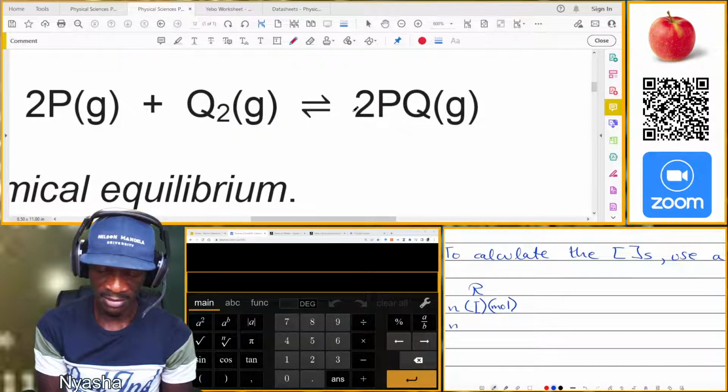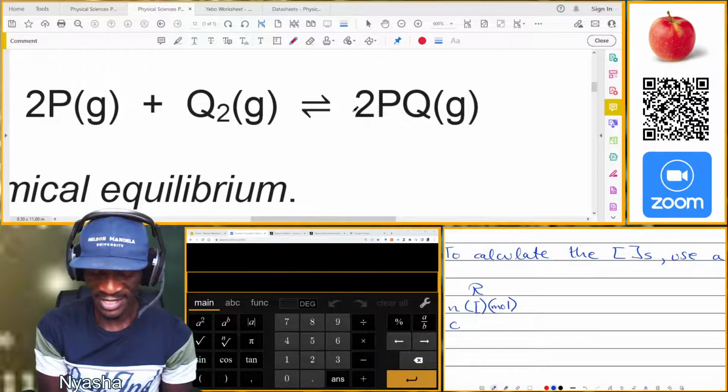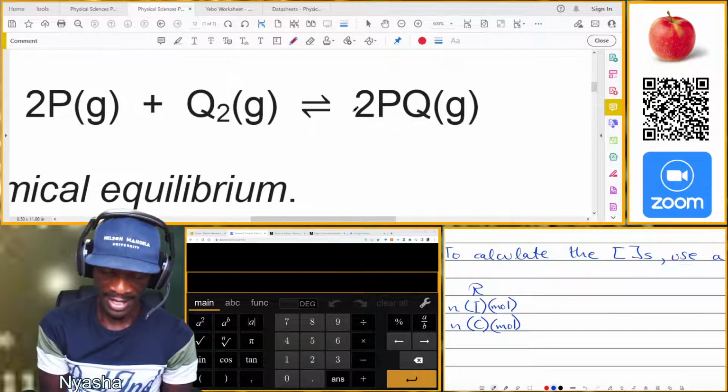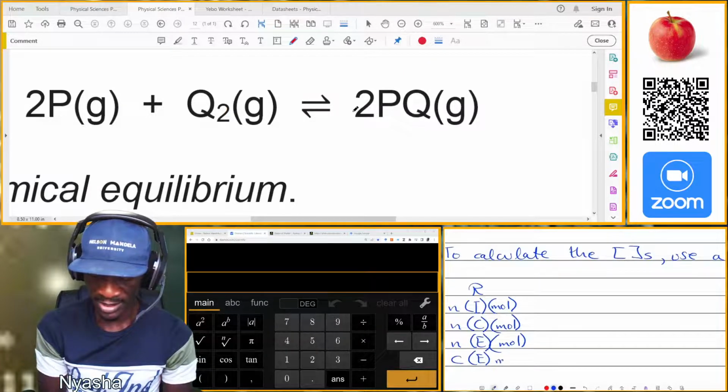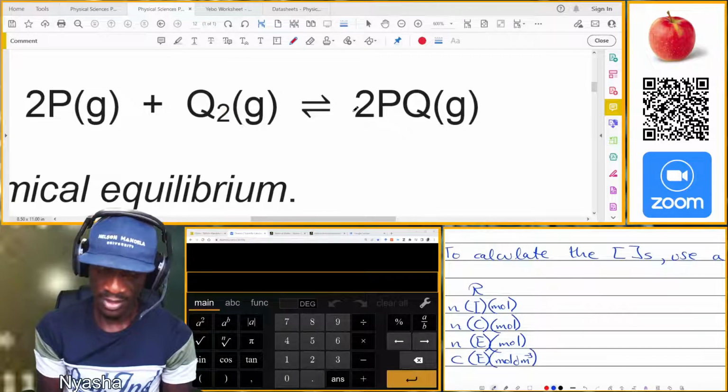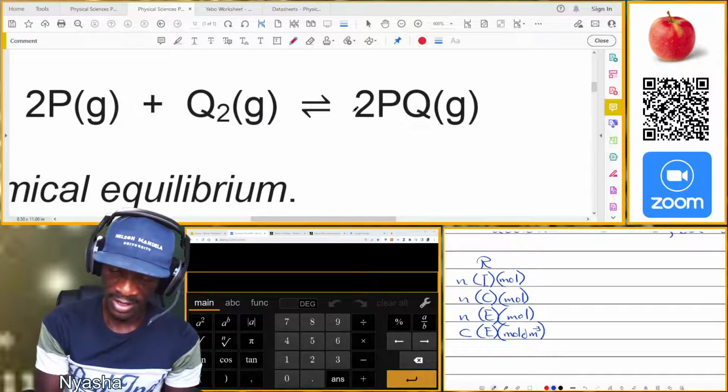Then we have some number of moles at the equilibrium point. In other words, let's start with the change. We have a change in number of moles, so these are moles. And then we have the number of moles at equilibrium, and these are in mole. Then we will have the concentration of the species at equilibrium. In this case, it will be in mole per dm cubed, or rather, to the -3. So this is our rice table, and then we can now partition it.